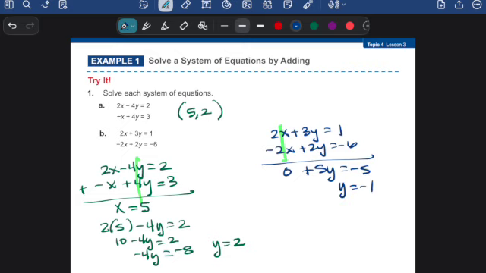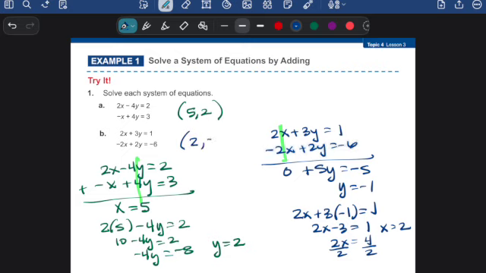So now I've solved for the y variable. I'm going to plug that into one of my equations. So 2x plus 3 times -1 equals 1. 2x minus 3 equals 1. Add 3 to both sides. 2x equals 4. Divide both sides by 2. X equals 2. So we have our ordered pair for the second system. Our solution would be 2, -1. That would be the point of intersection.